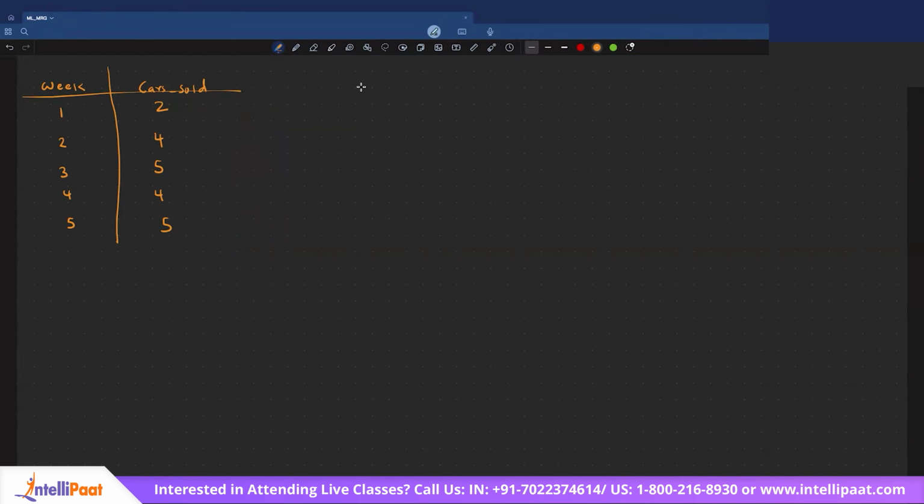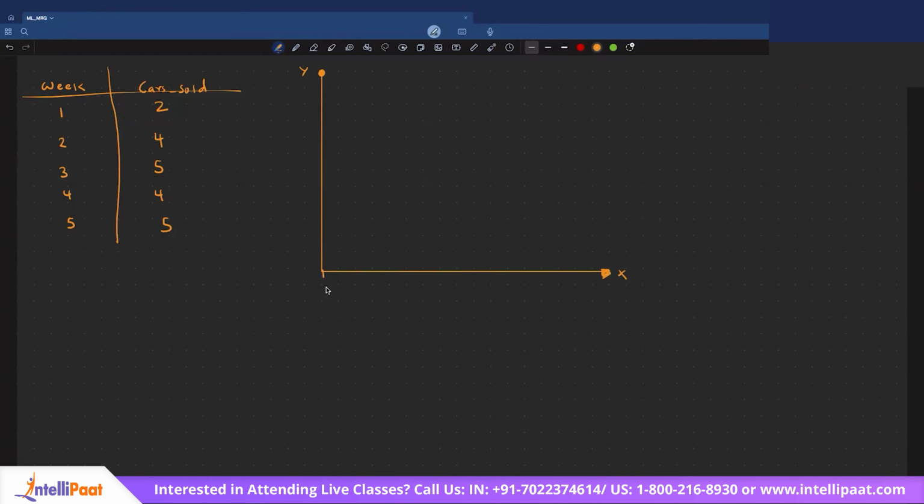How do we do that? In a very simple sense, I'm going to take a straight line and I'm going to pass it like this. Okay. So this is my X axis and this is my Y axis. So what is going to be my X axis? Will week be on the X axis?